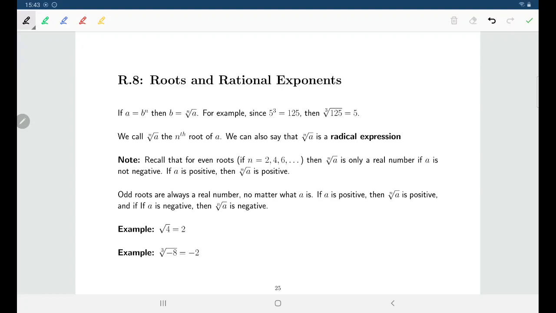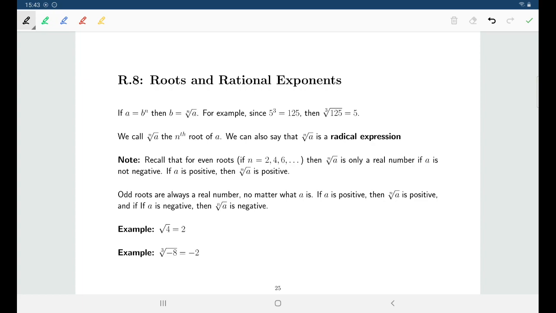Welcome back. In this section, we'll be talking about roots and rational exponents. To begin with, talking about roots or radical expressions, there are a couple of things that we'll remember from the past, namely that if we're talking about odd roots, cube roots, fifth roots, seventh roots, and so on, then for any number, whether it's positive or negative or zero, those roots will be real numbers.